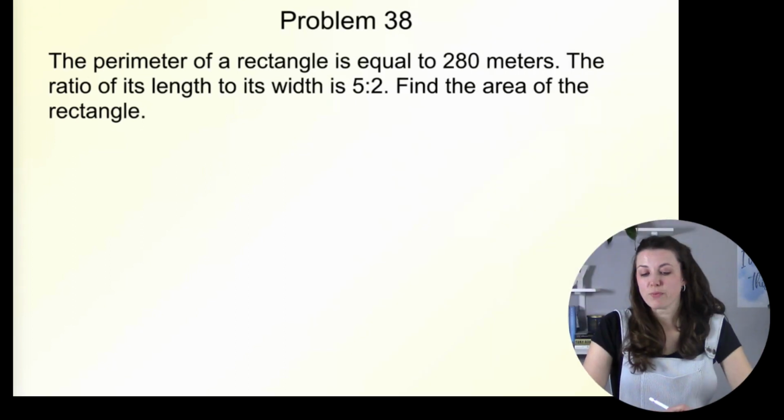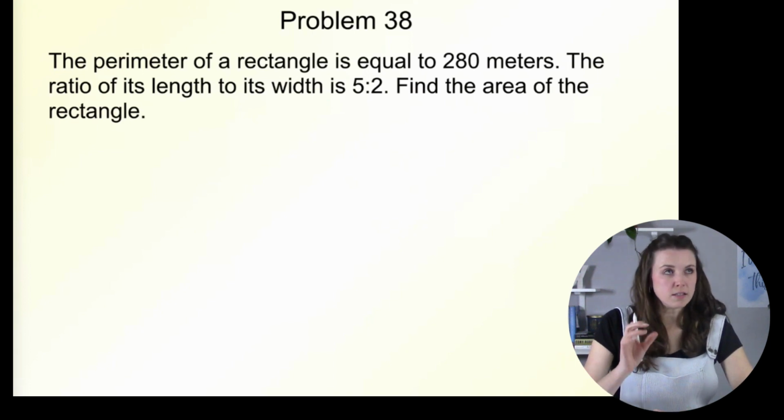The perimeter of a rectangle is equal to 280 meters. The ratio of its length to its width is 5/2. Find the area of the rectangle. Okay, so friends, this one is a little bit more complicated, but you can do it, okay? Just bear with me and practice.